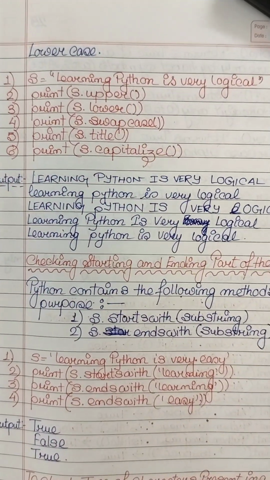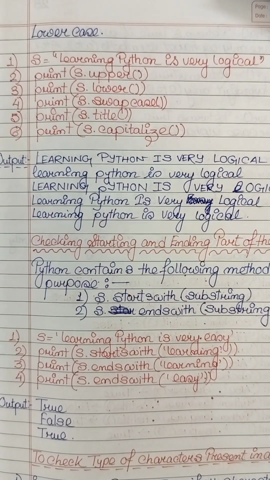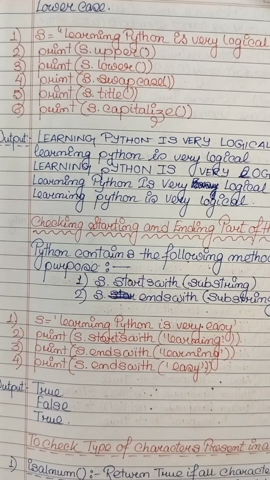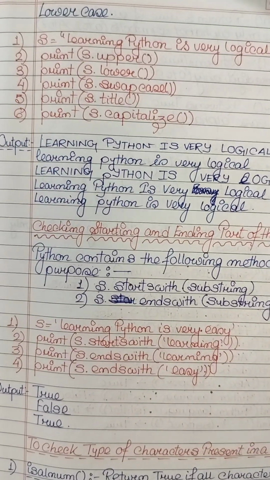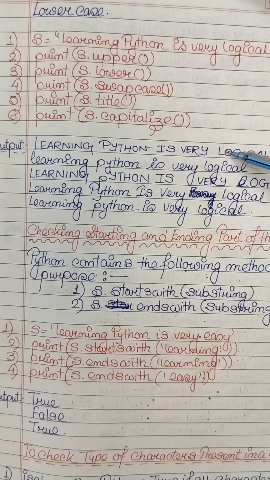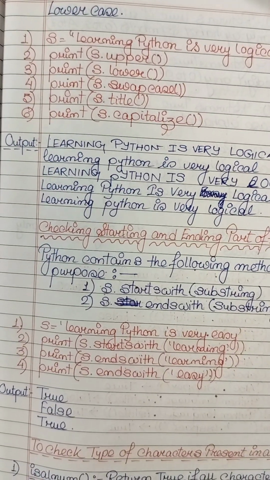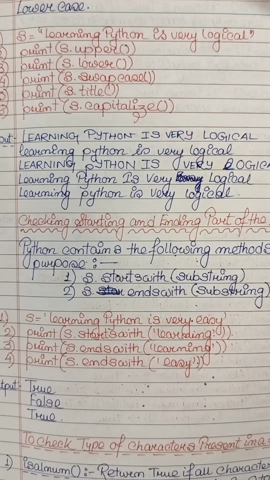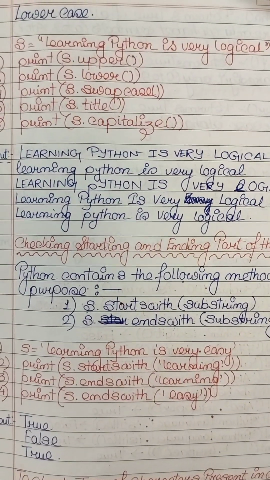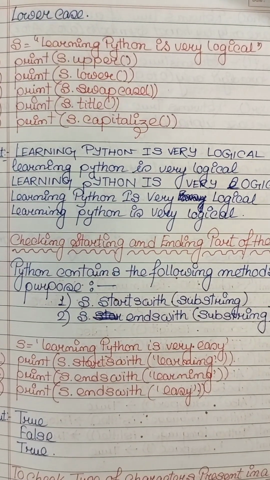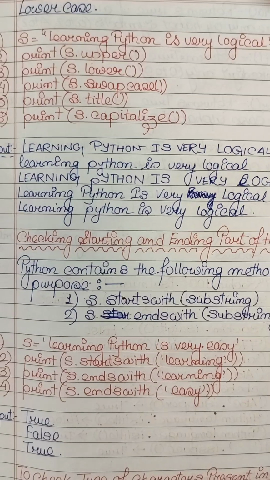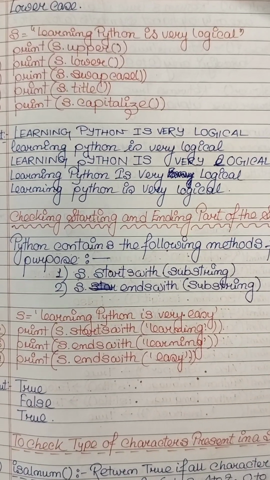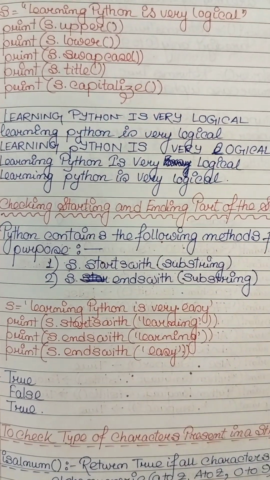Okay, so now take an example. S equals learning Python is very logical. Suppose we print S dot upper, and the output will be LEARNING PYTHON IS VERY LOGICAL. All the characters are converted to uppercase. Next, print S dot lower. That means whatever is uppercase in S will be converted to lowercase: learning python is very logical. Print S dot swapcase.